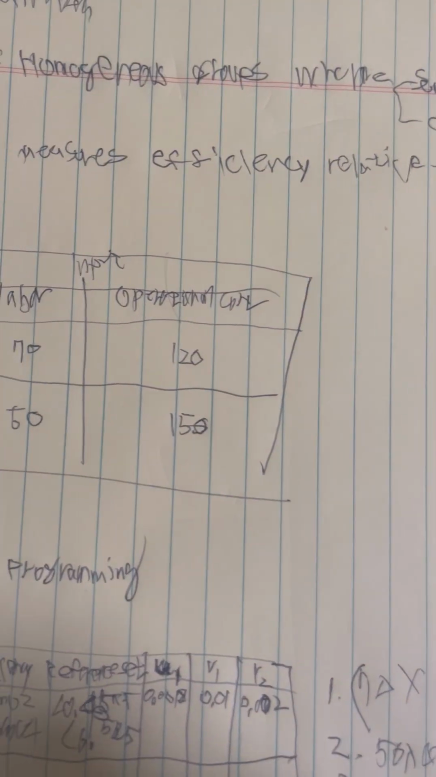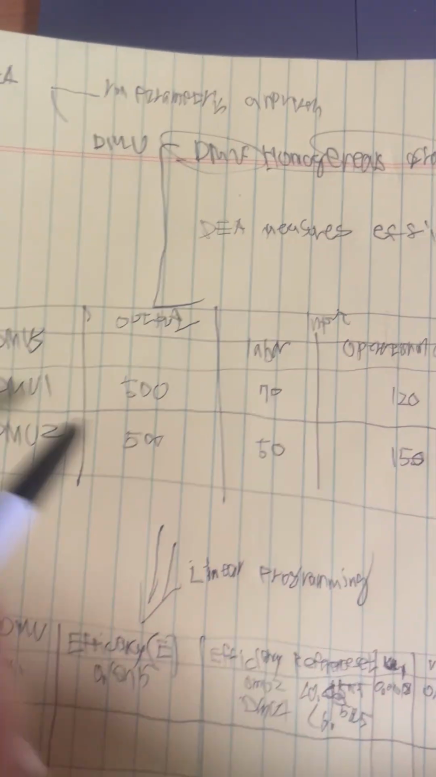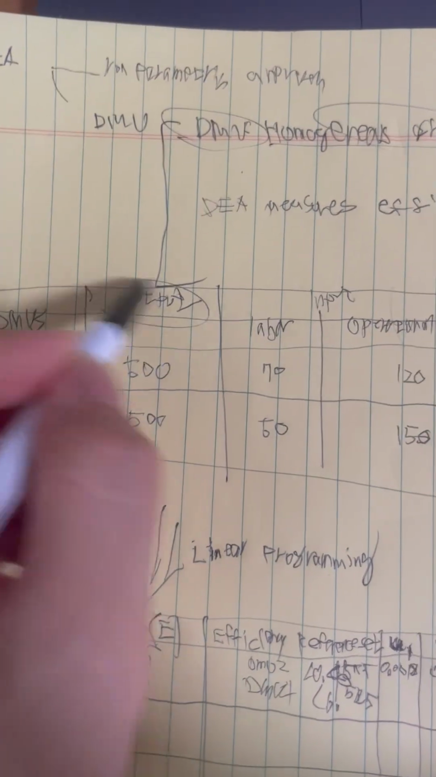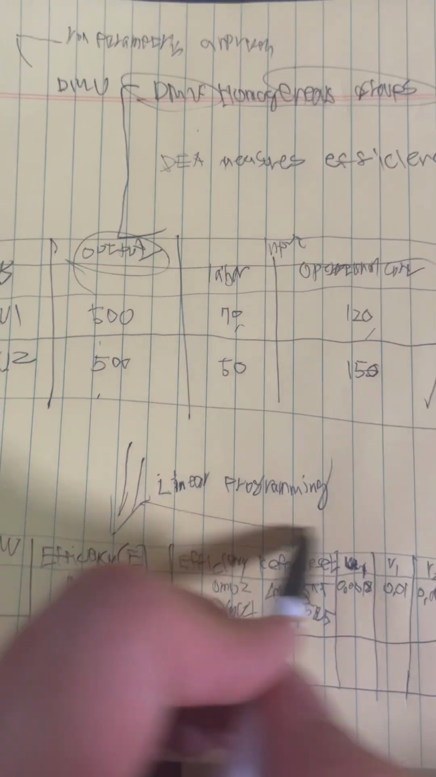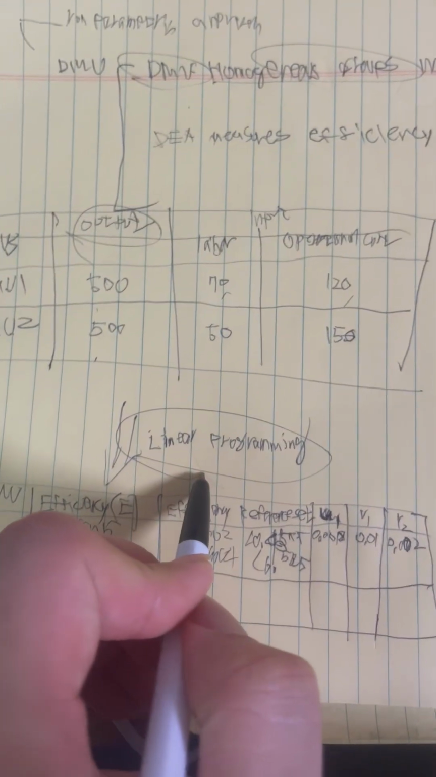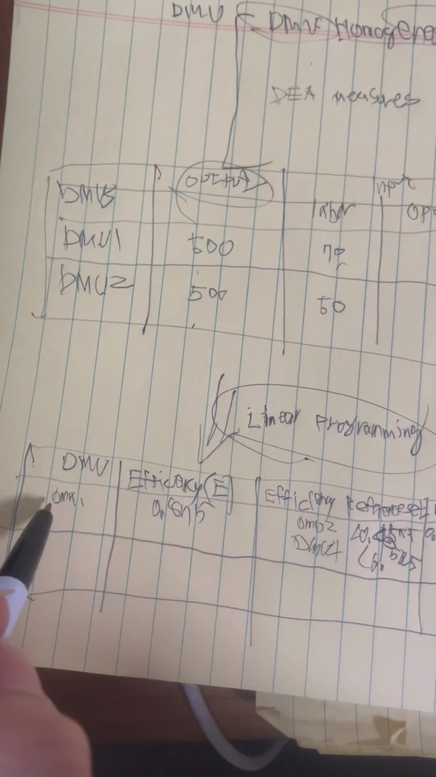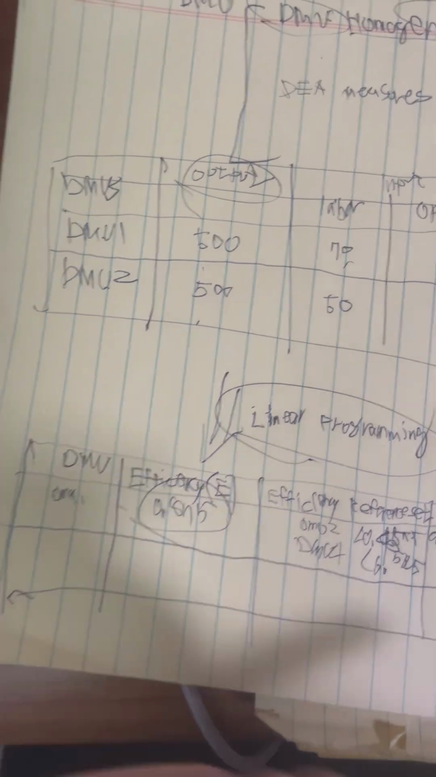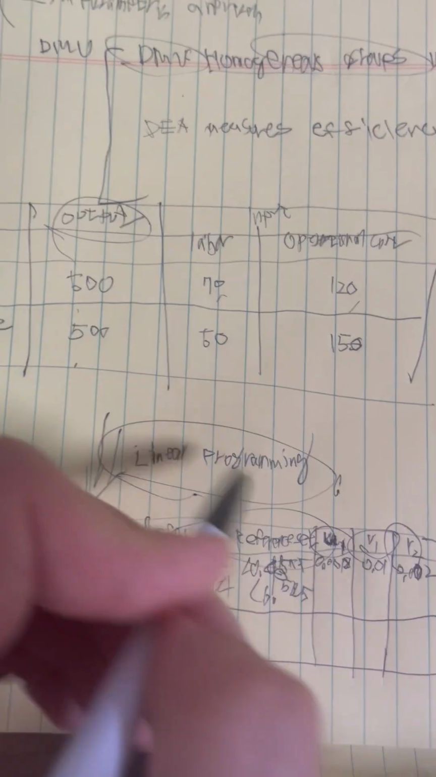And for DEA, we are using linear programming. How do we use it? First, DMUs are a homogeneous group. If you see it, DMU 1, 2, 3 all have 500 output, but they have different inputs. Based on that, we will do linear programming. We learned it in the linear programming optimization class, and then there will be efficiency and efficiency reference set, and u1, v1, v2 for output and input weights.